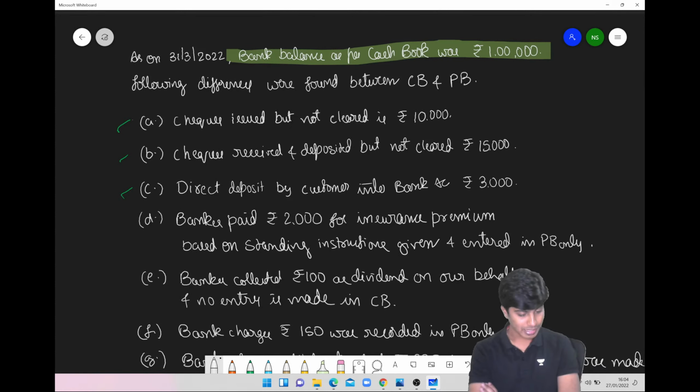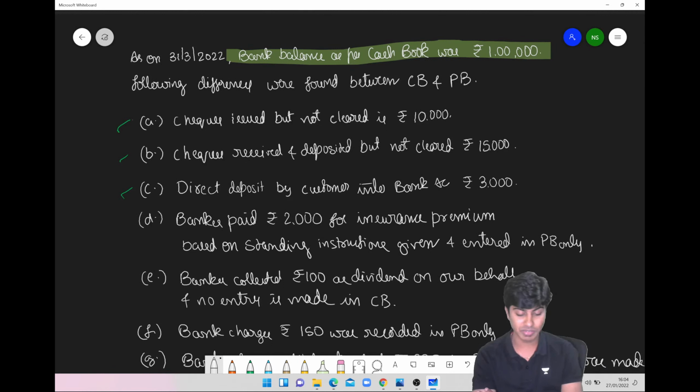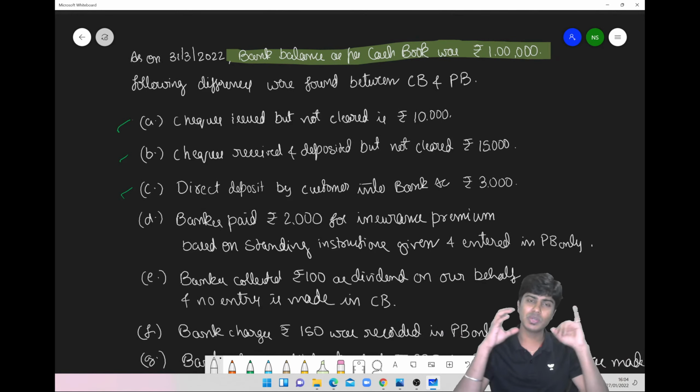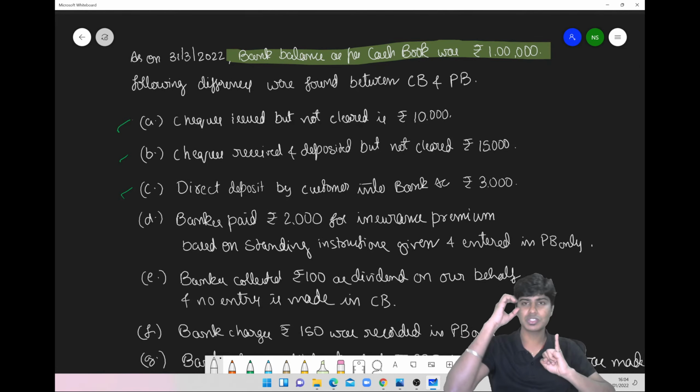Okay. Next one. Banker has paid 2,000 rupees for insurance premium based on standing instructions given and entered it in passbook only. This is what is done on our behalf. So banker has paid 2000 rupees on our behalf. So when banker has paid 2000 rupees on our behalf, banker would decrease it from our balance as per passbook. But the entry is not made in our cash book.